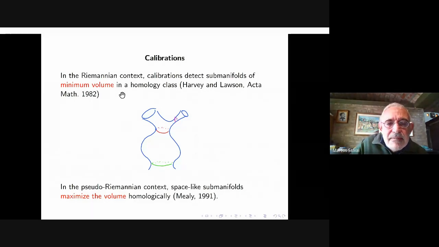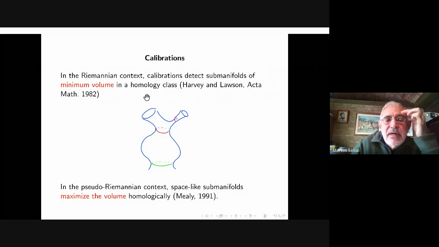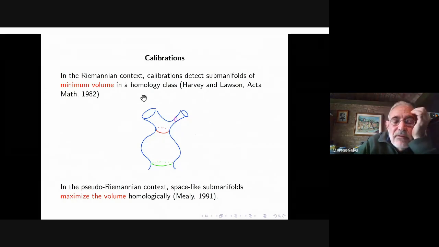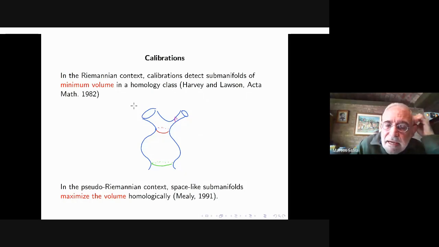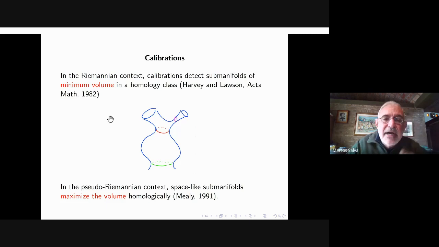Examples of calibrations have been known since very long ago, Wirtinger, but Harvey and Lawson in '82 was a breakthrough. It's a marvelous paper, for me. Well, I am not the only one that thinks so. So calibrations detect submanifolds of minimum volume in a homology class.